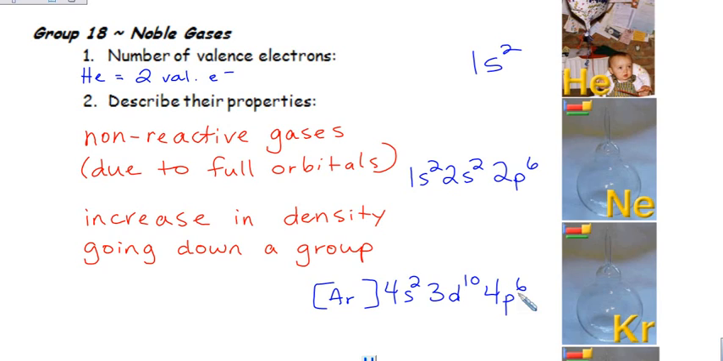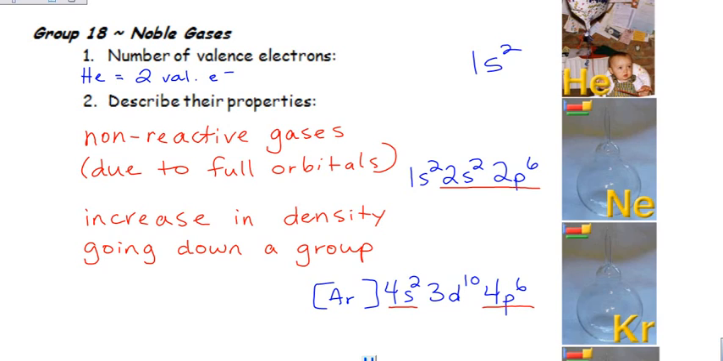Do we notice a pattern here? Something like neon, the highest energy level filled is the second. All the electrons in the second energy level are considered our valence electrons. There would be 8. I'm skipping argon, but if I were to go to krypton, same thing. The highest energy level is the 4th. There's 2 in the 4s, and there's 6 in the 4p, for a total of 8.